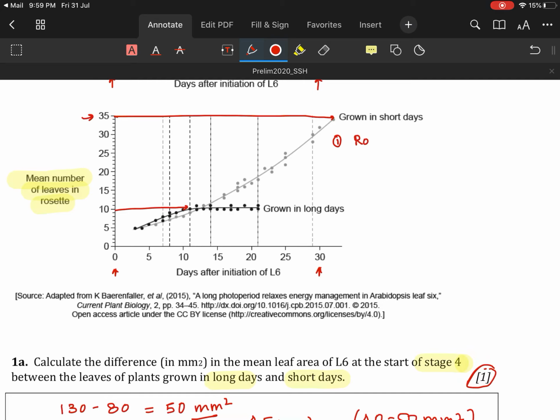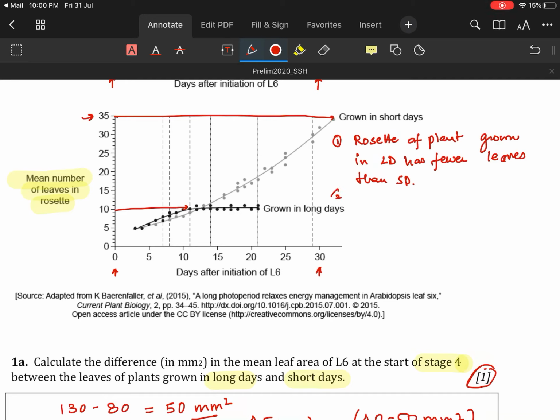So you can simply write down: rosette of plant grown in long day has fewer leaves than short day.